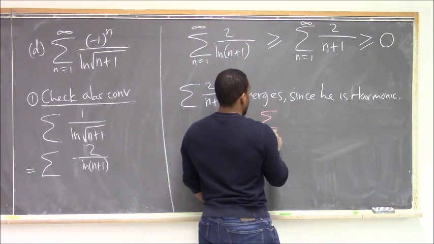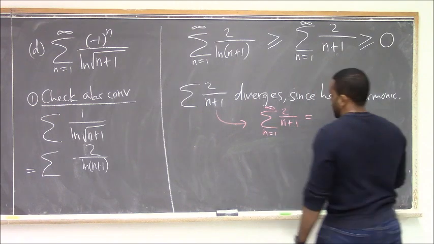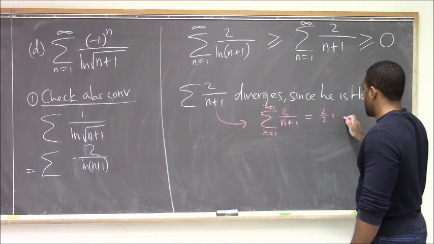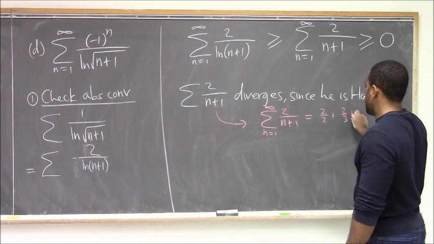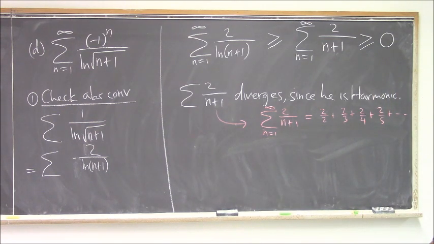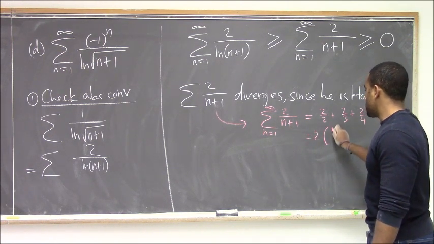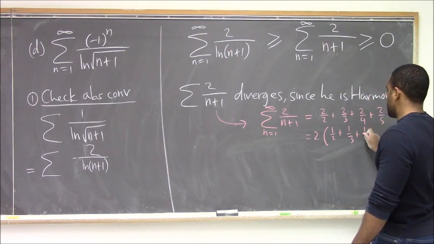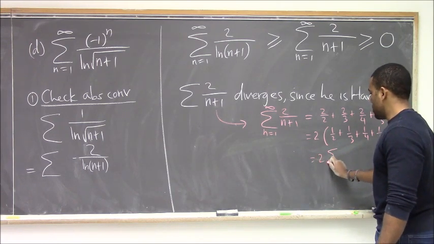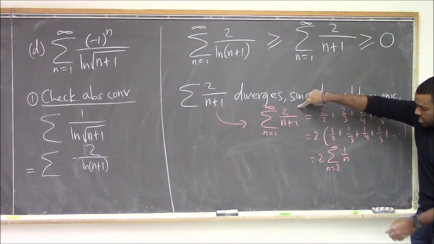If you start this from n equals 1, what is that going to look like? Well, it's going to look like 2 over 2 plus 2 over 3 plus 2 over 4 plus 2 over 5 plus and so on. Basically, what you realize now is that this is just 2 times a half plus a third plus a fourth plus a fifth plus and so on, which is now just 2 times the series n goes from 2 to infinity of 1 over n. This series is actually exactly the same as this series.